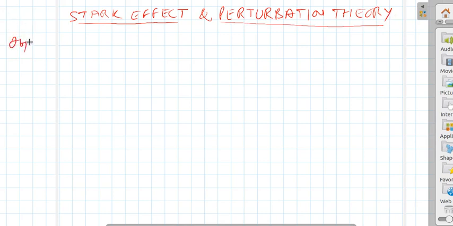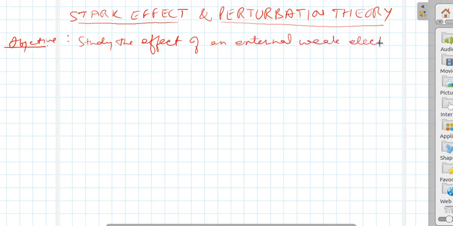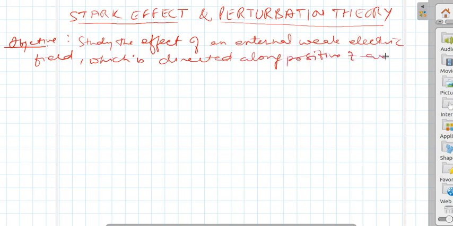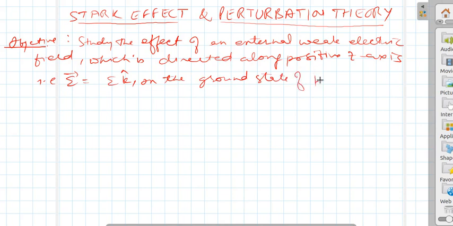So, the objective in this problem is to study the effect of an external weak electric field, which is directed along the positive z-axis, that is, the electric field is basically represented like this, and it is acting on the ground state of, say, the hydrogen atom.